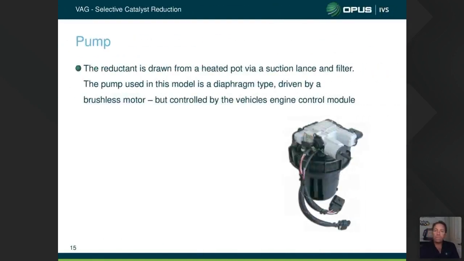So the pump. This is the VAG pump in the AdBlue system. The reductant is drawn from the heated pot via a suction line and filter, so it's a pickup. The pump used in this model is a diaphragm type, but driven by a brushless motor, and again controlled by the engine control module. So we've got a separate heater control module, much the same as a glow plug control module, to keep the urea from freezing, but the pump is solely controlled by the ECM. So if you're looking for data on this, and you're in a VAG vehicle, you must go to the drive computer to look for your data.